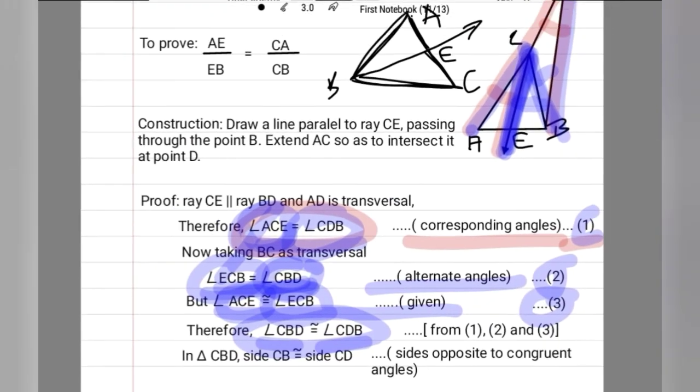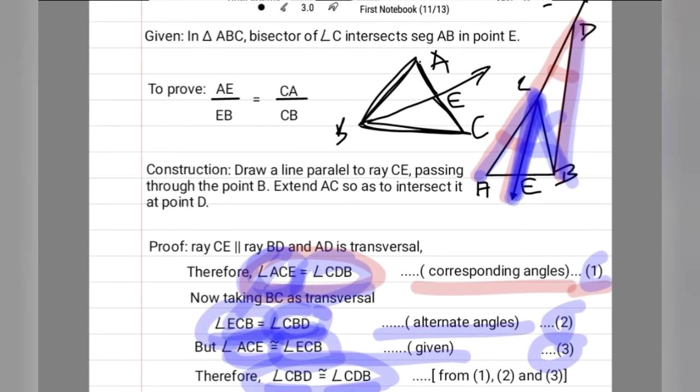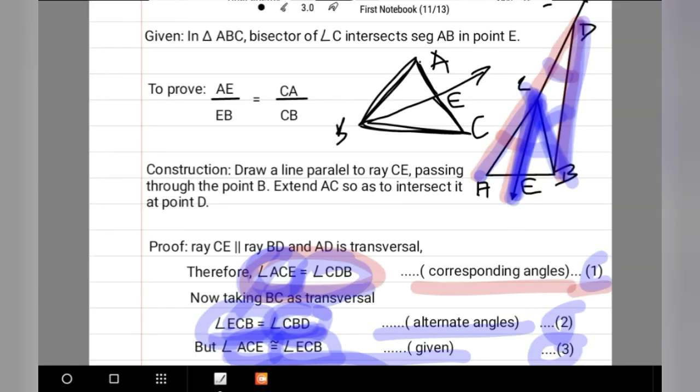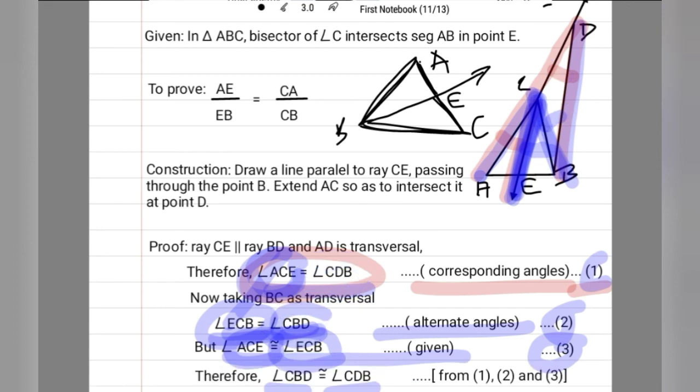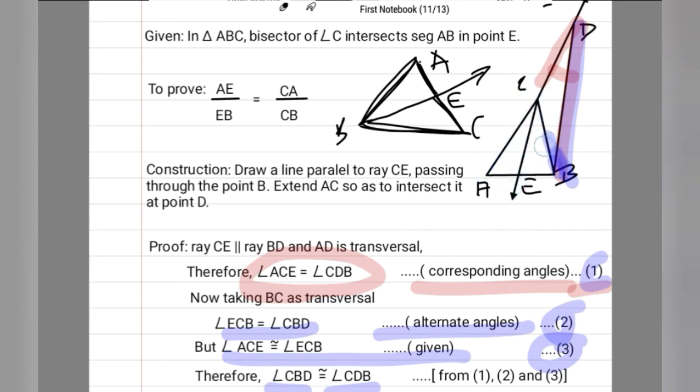Now from this what we can conclude is, since the angle CBD and angle CDB are equal, the sides opposite to both the angles are equal, because sides opposite to congruent angles are equal, right? So this is what we get from proving all these things. Wait, I need to just erase this so that it won't be confusing for you guys.